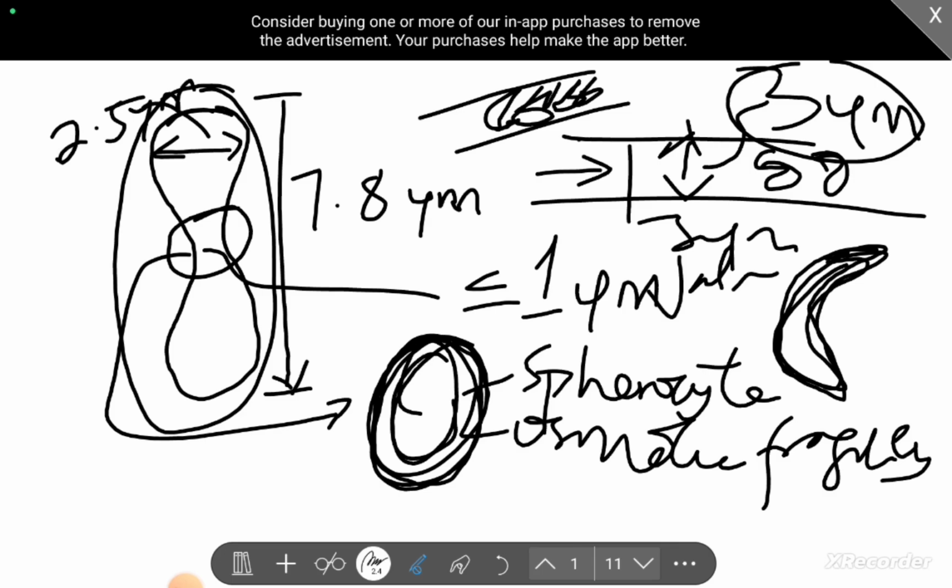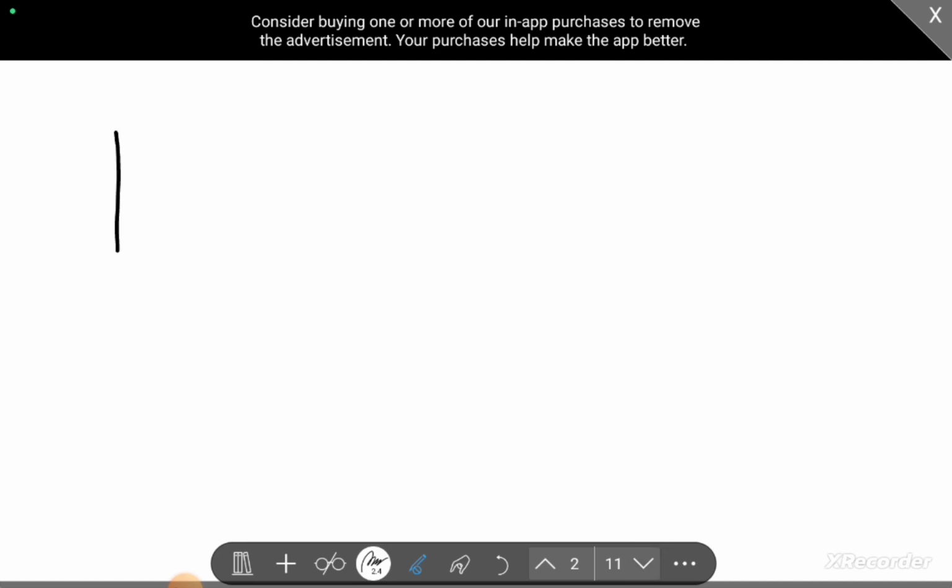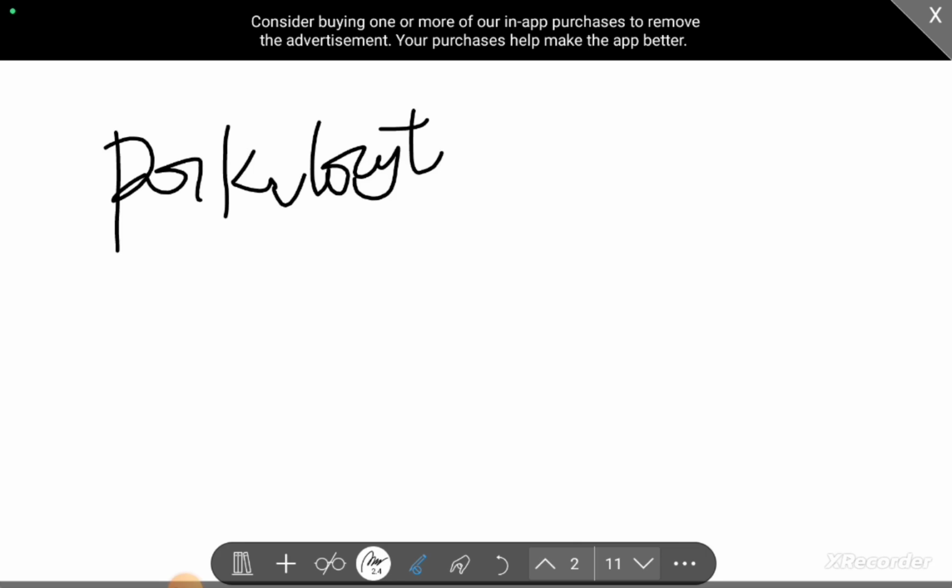However, in some other cases, we have different shapes altogether of red blood cells in the circulation, and that is known as poikilocyte. Let's move to a fresh page. So when there are different shapes of red blood cells in the circulation, that's a poikilocyte.